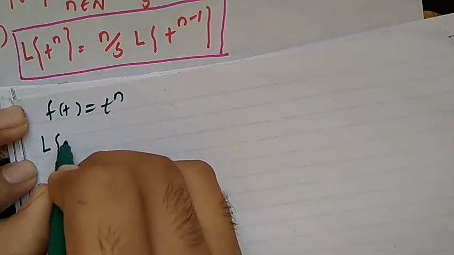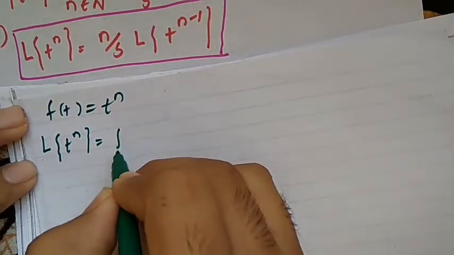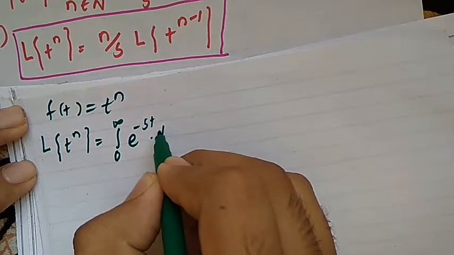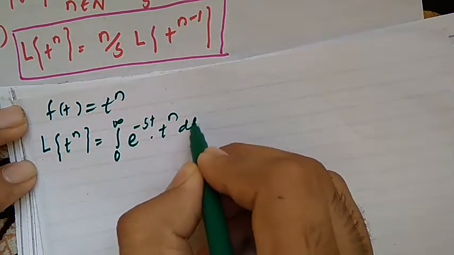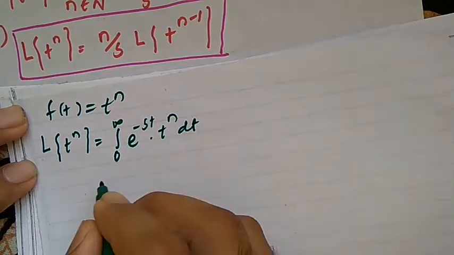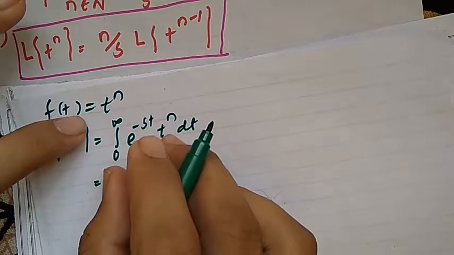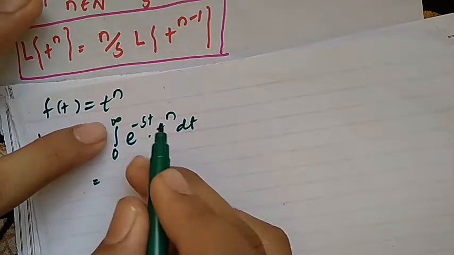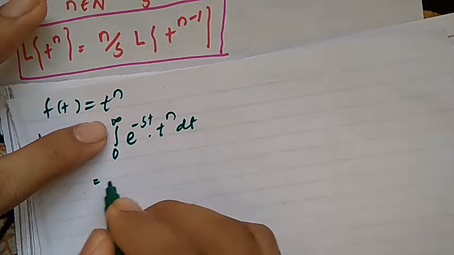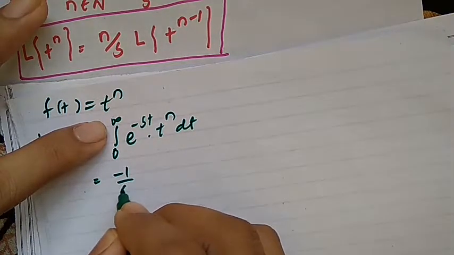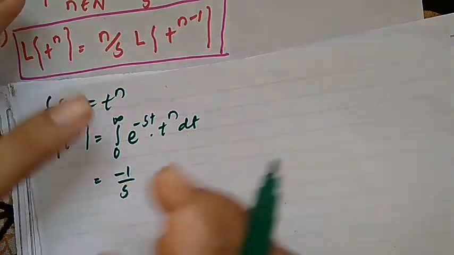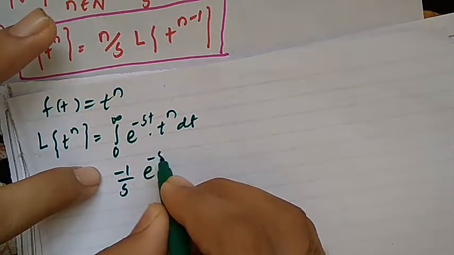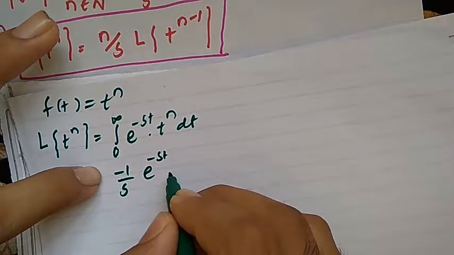So the Laplace transformation of t to the power n will be, by formula, the integral from 0 to infinity of e to the power minus st into t to the power n into dt. Simple. By using integration by parts, this is our first function, this is our second function. Integration is done with respect to t, giving minus 1 by s e to the power minus st. That's the integration of the first function, and the second function.